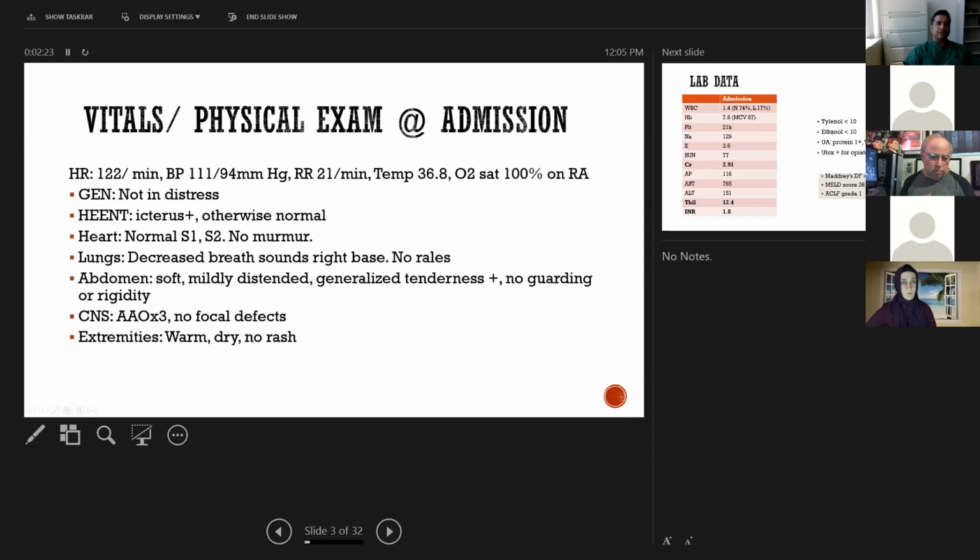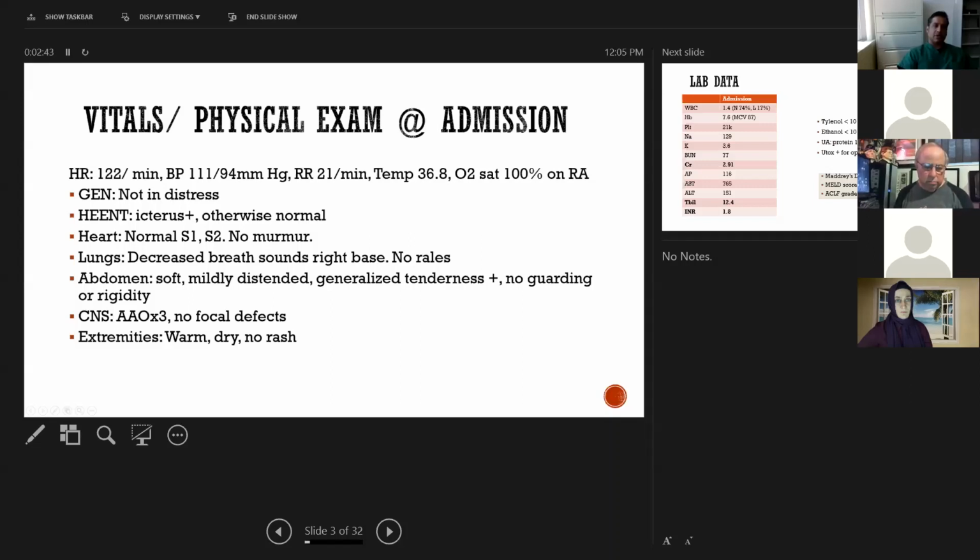So on admission, she was mildly tachycardic. This was sinus tachycardia noted, heart rate of 122. She was hemodynamically stable, respiratory rate of 21. Temperature was normal, and oxygen saturation of 100% on room air. Physical exam showed that she was not in any kind of acute distress. She was talking pleasantly and answering all the questions.